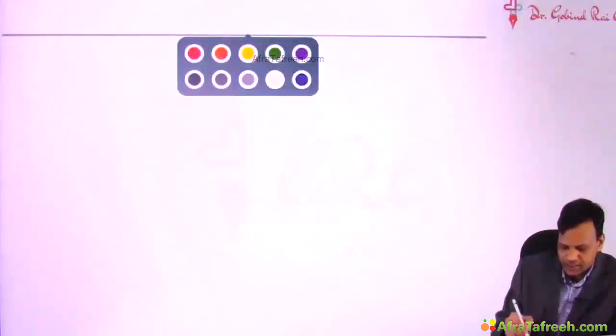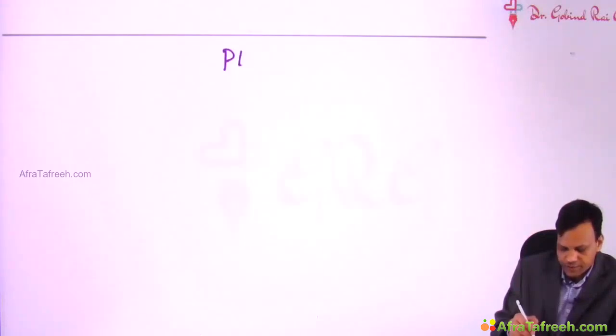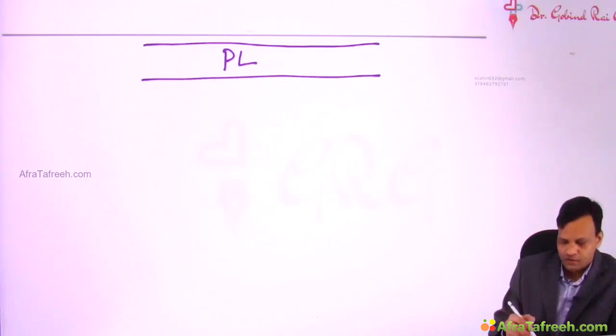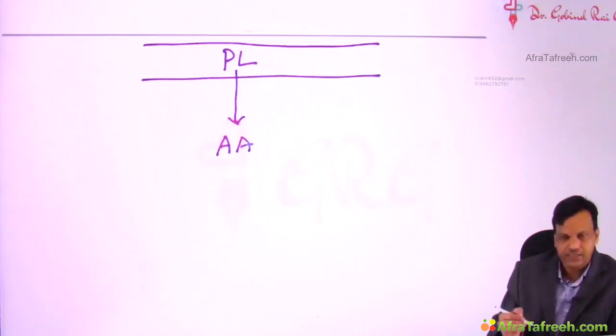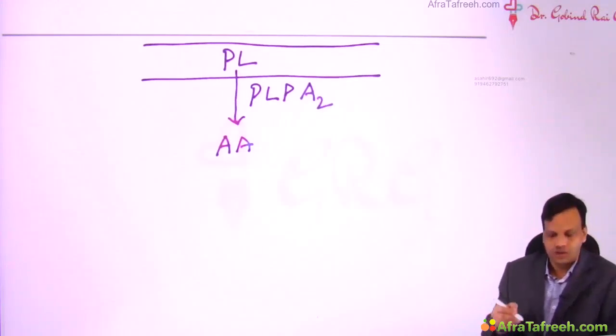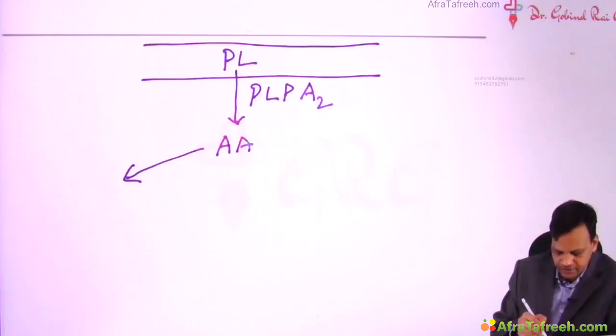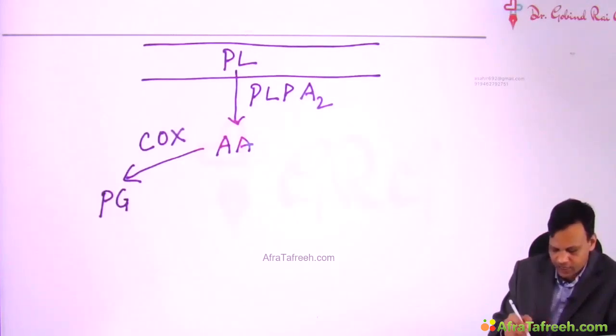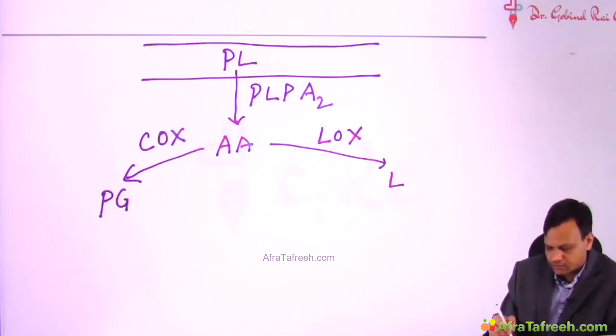All of them are synthesized from phospholipids present in the membranes. Phospholipids are metabolized to form arachidonic acid. The enzyme involved is phospholipase A2. Now this arachidonic acid, if cyclooxygenase works, forms prostaglandins, and if lipooxygenase works, it forms leukotrienes.